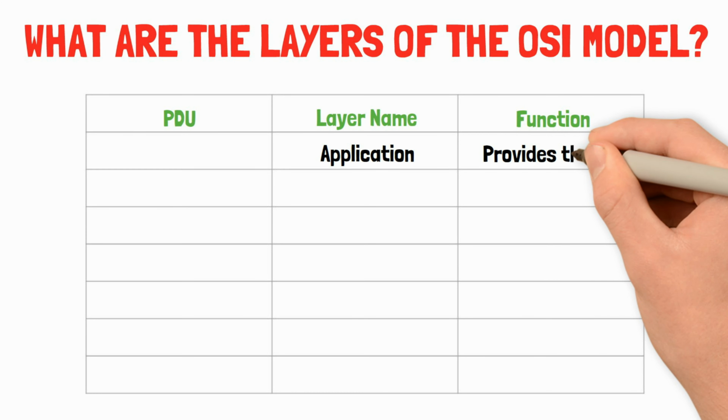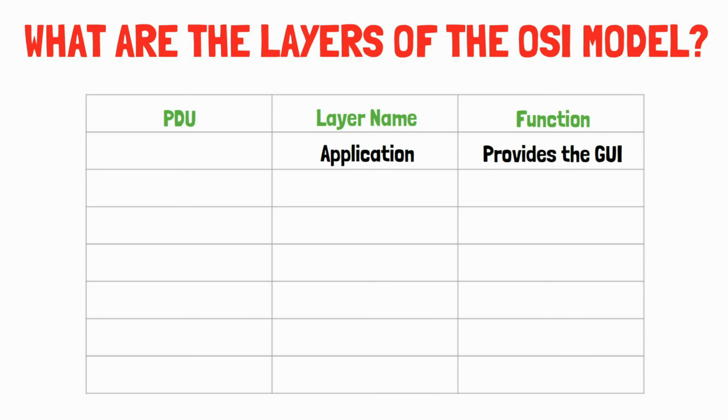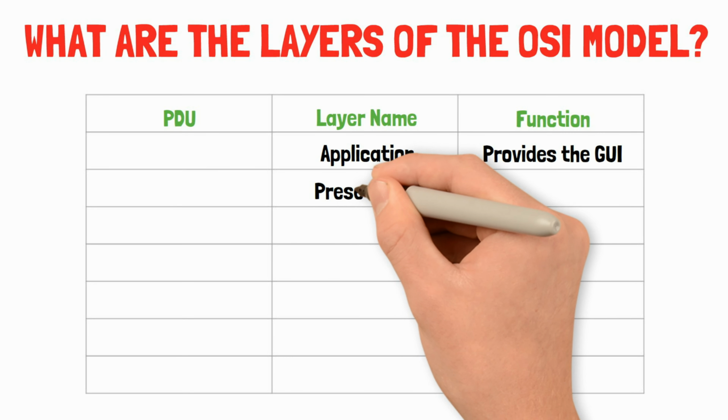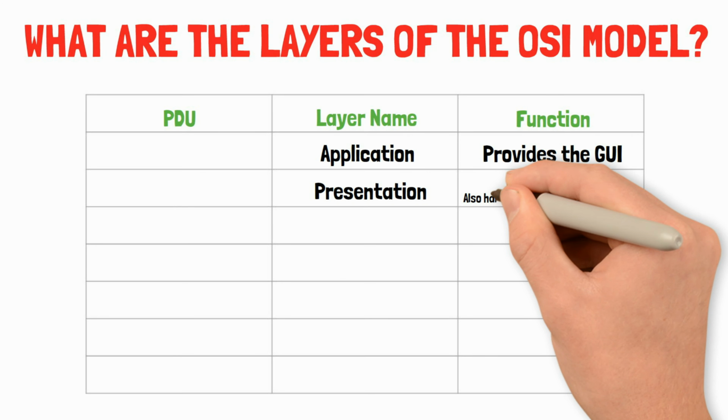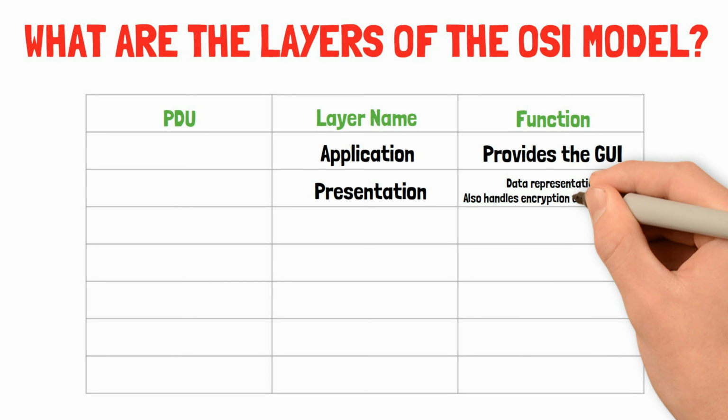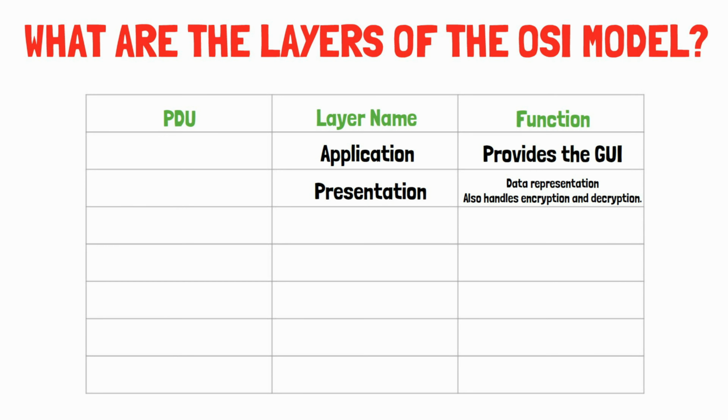Now think of this as providing the GUI, the graphical user interface. This would cover things like your web browser, for instance. It is the interface that you use to interact with the application. The next layer is the presentation layer. This layer handles data representation and also handles encryption and decryption.